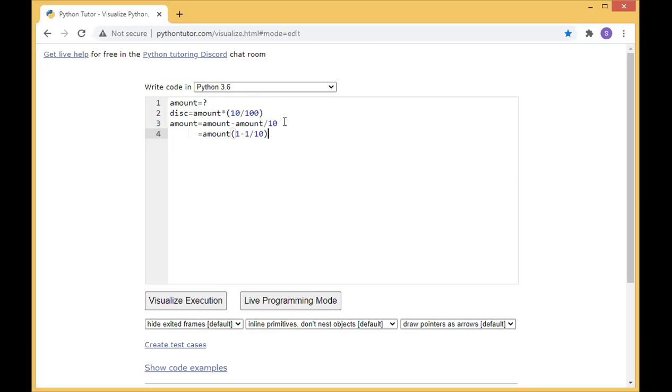Okay, so after simplifying, you will get 10 minus 1 by 10. So 9 by 10 is 0.9. That one I have used in the last program. Instead of using this many steps, you can directly use this one. This is a real time experience.